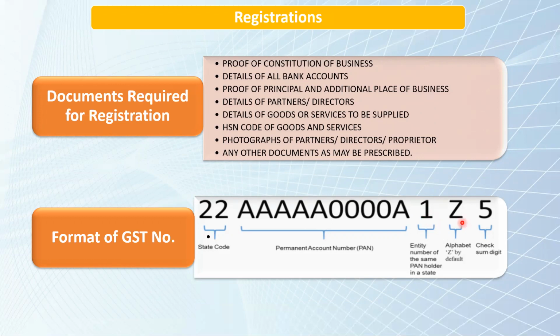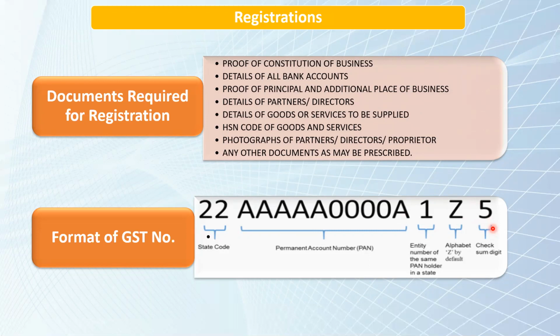Next is Z. This is by default for each GST number. And lastly is the check digit. It depends basically upon the first 14 digits of the GST number, and it is based upon a certain calculation. We will not go into details of the same. So it is basically a check digit.